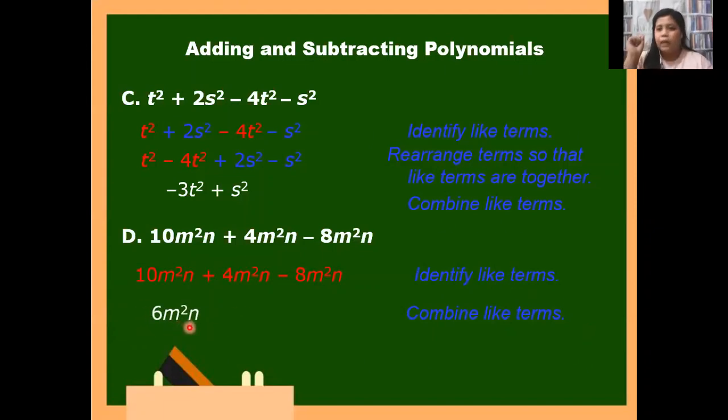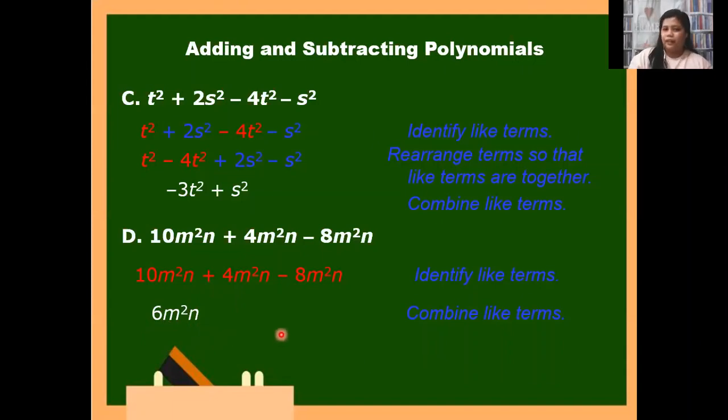And teacher, why? First, when you are adding and subtracting polynomials, in order for you not to be confused, you focus first on the coefficient. You solve the coefficient and then copy the variable and its exponent so that you will come up with a sure answer. So here, 10 plus 4, the answer is, of course, 14. Minus 8, the answer is 6. Since they have the same term, all we have to do is just copy it. So 6m squared n is the final answer.